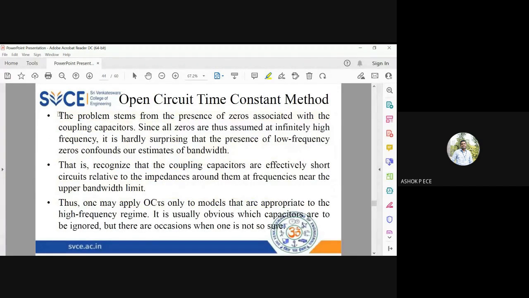So far we have considered the system to have only poles. We didn't consider any zeros at all. If there are going to be zeros, then the estimates may be wrong. So this OC time constant is predominantly applicable to networks having all poles and no zeros. If zeros are also there, then our model may give you a wrong estimate. That is what is emphasized here.